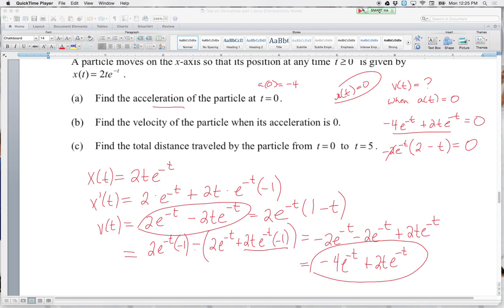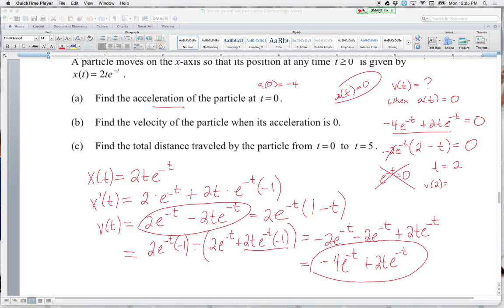Now, e to the t, we talked about this. Why can this not equal 0? It's an exponential curve, and if you try and take the natural log, so just throw that out. So what does t actually equal? 2. You take 2 and plug it into velocity. Now you take that answer and plug it in the velocity. So now we're going to v of 2.